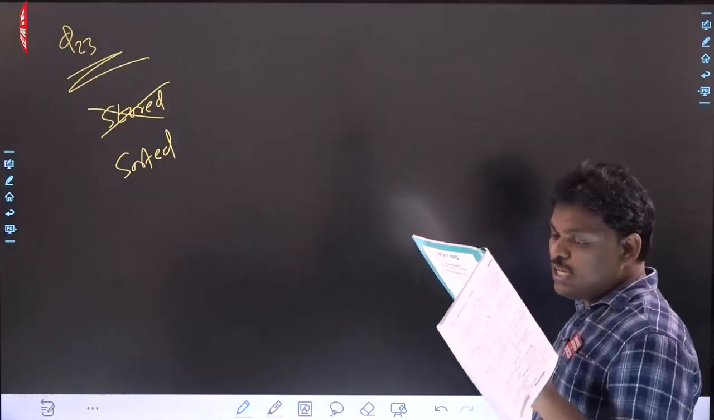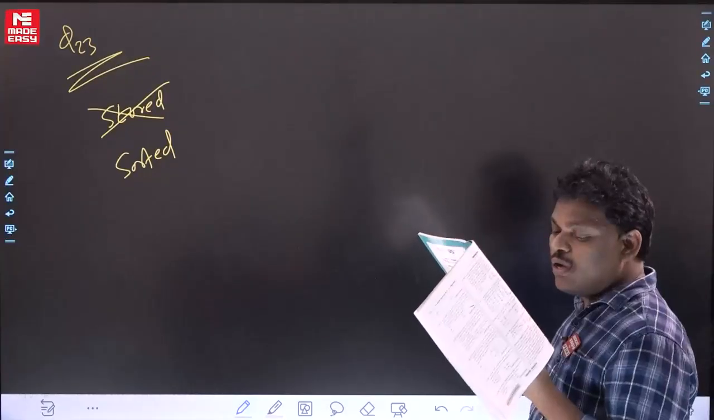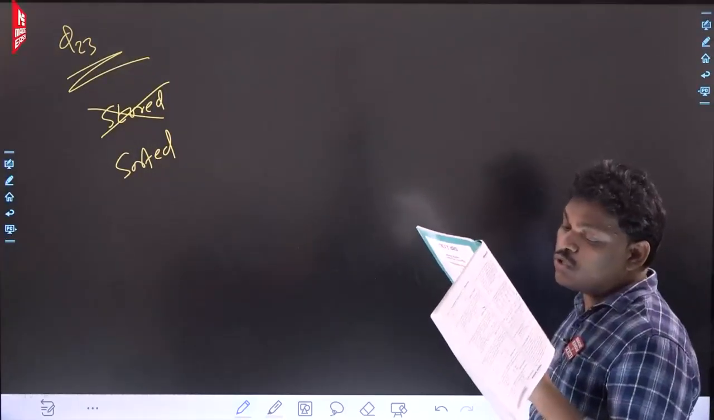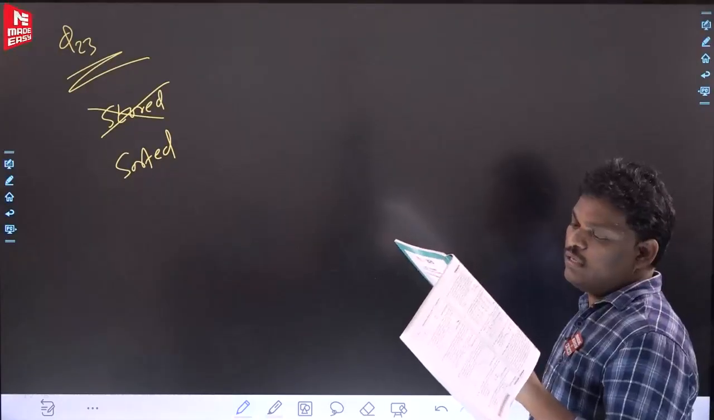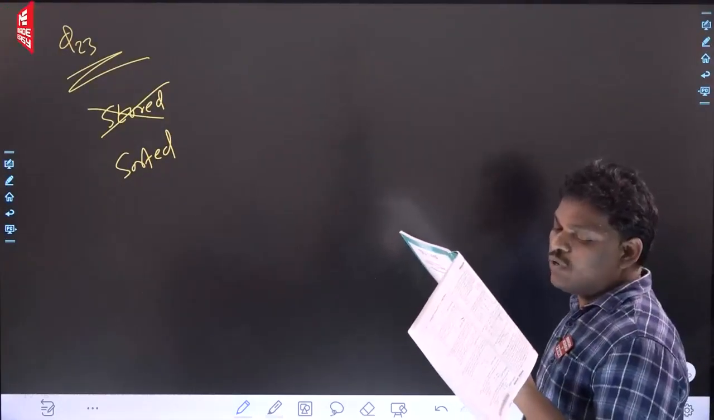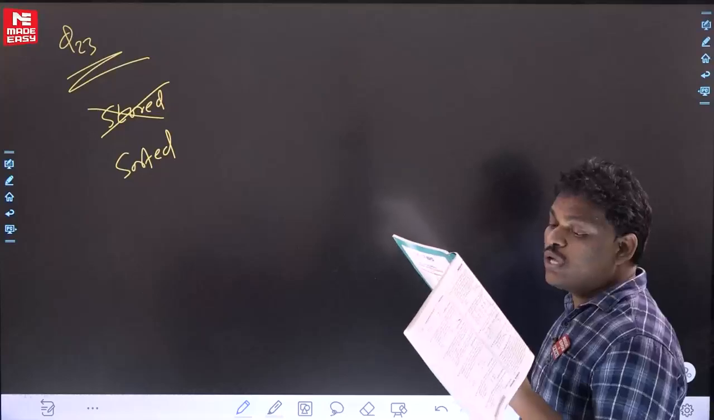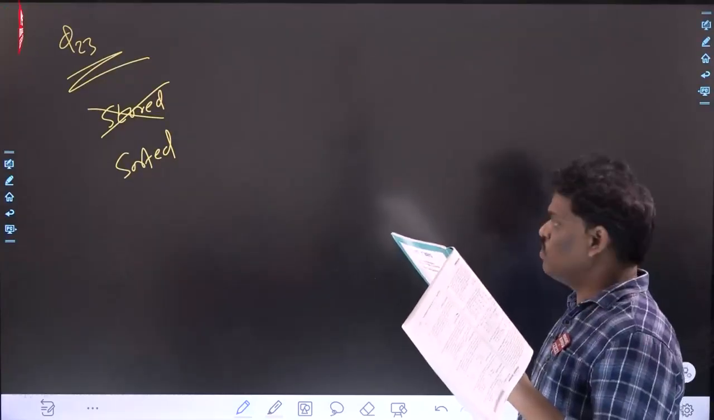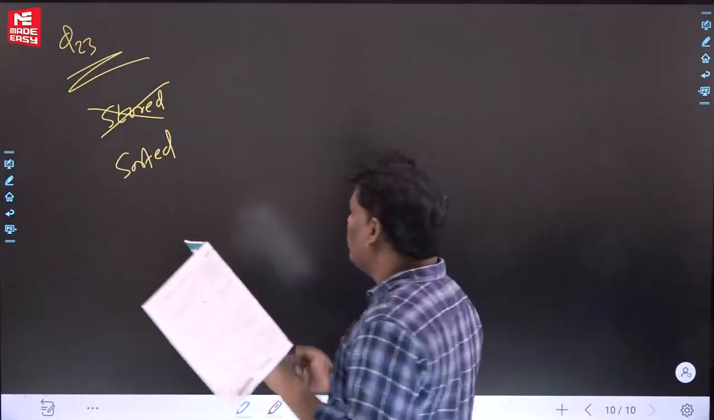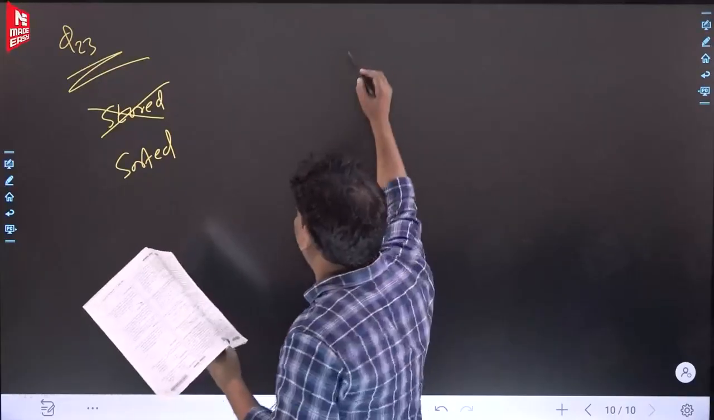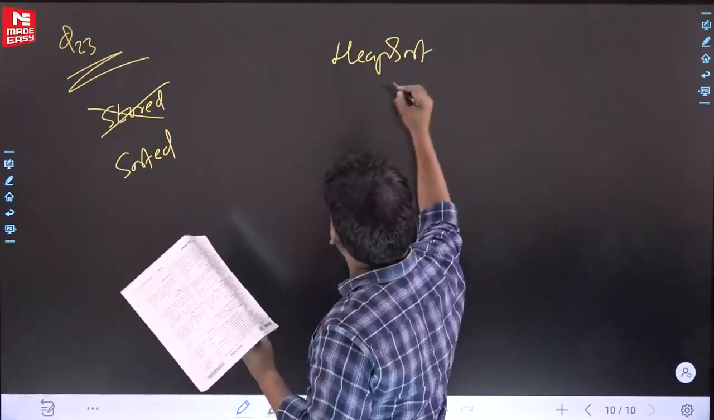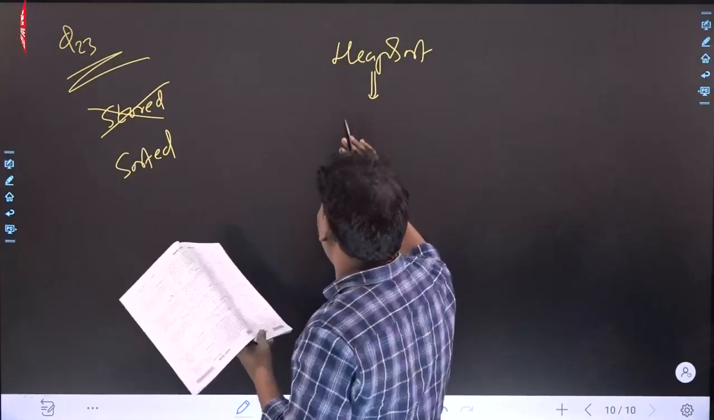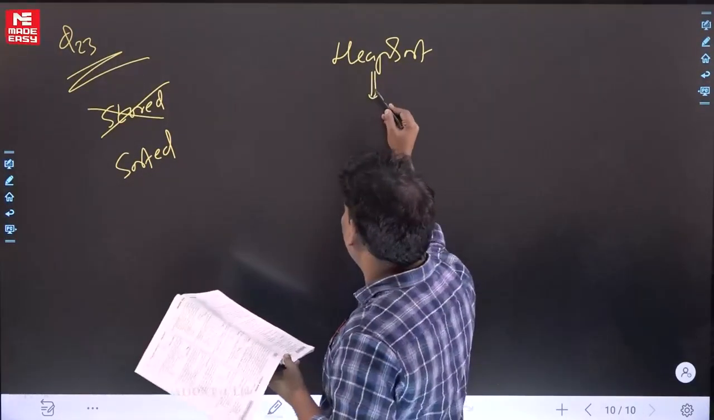Listen everyone now. Using heap sort with theta of log n time, how many elements can you sort? So now I am giving the answer. Whatever you know about heap sort, let me write. This question belongs to heap sort. In heap sort, I know one small line.